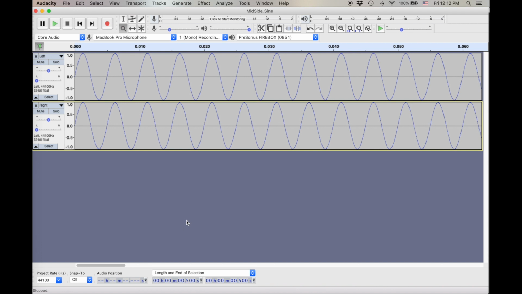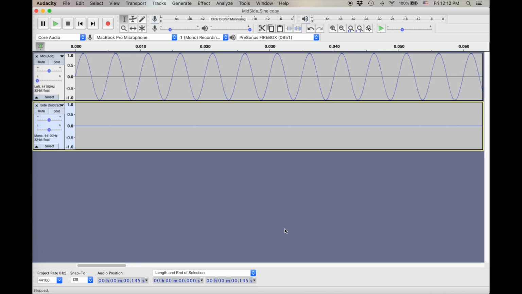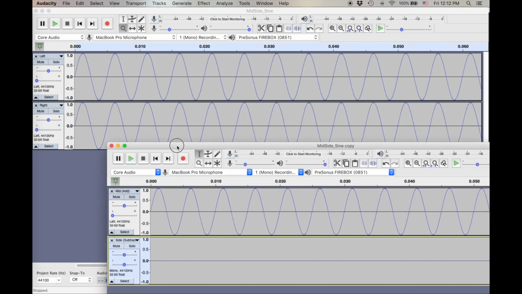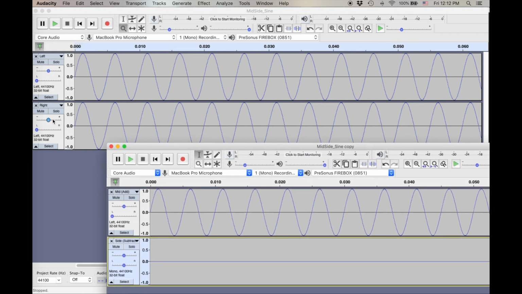So here's left and right. What I did was I reduced them both by 6 decibels, right, halving the amplitude, and then I added them together. And then for the side, I took the left minus the right. And the result I got was this. Put these both up at the same time. Left, right, converted to mid, side.